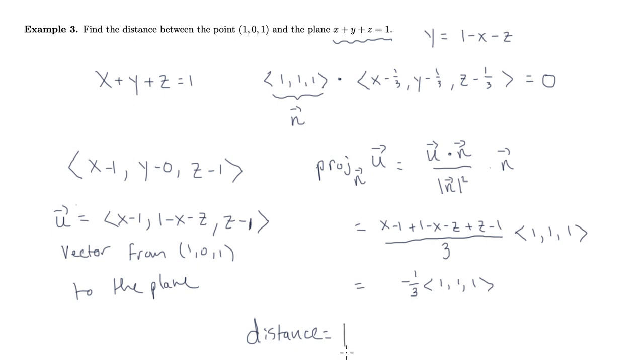will just be the length of this vector, which is going to be what? Well, each component is going to be 1/3, so the square root of 1/9 plus 1/9 plus 1/9, and what is this going to be? It's going to be square root of 3 divided by 3. It's going to be the distance between that point and that plane.